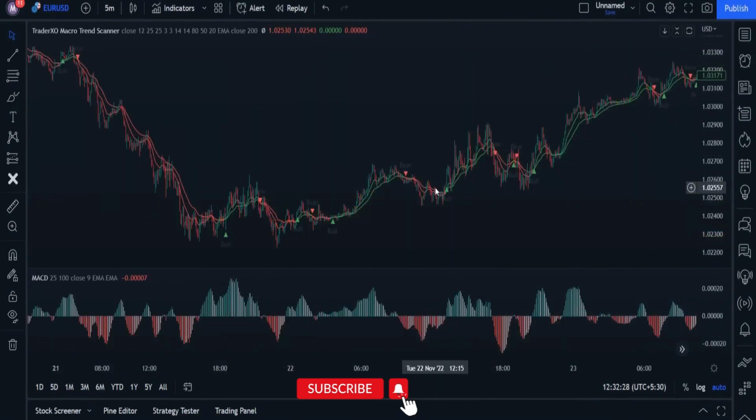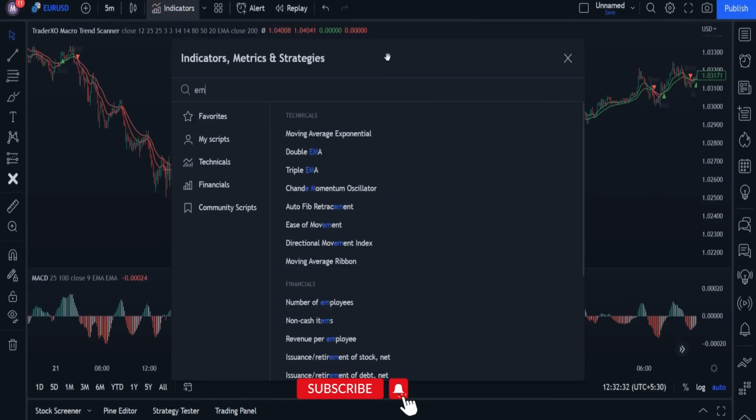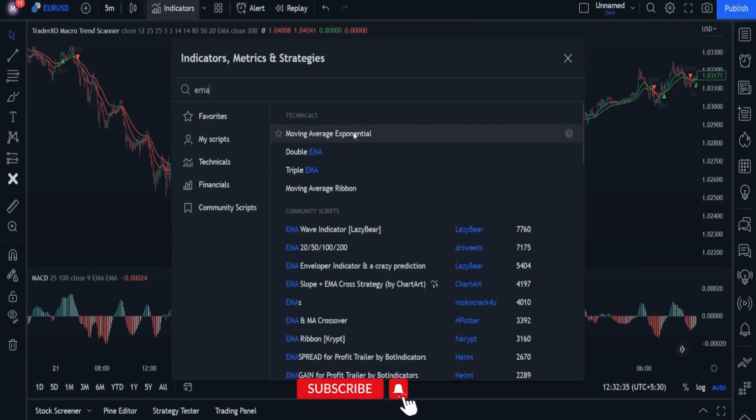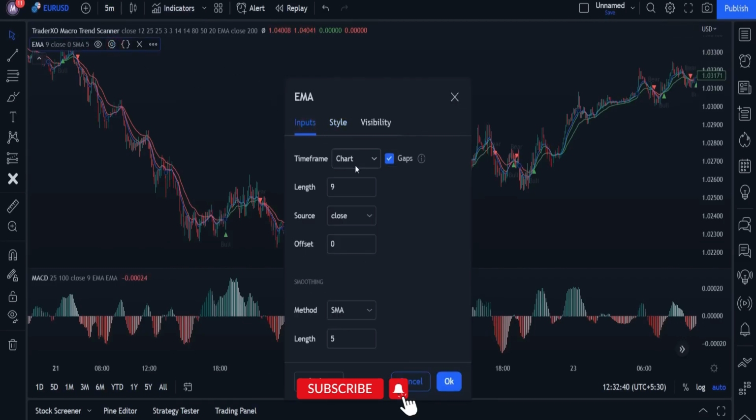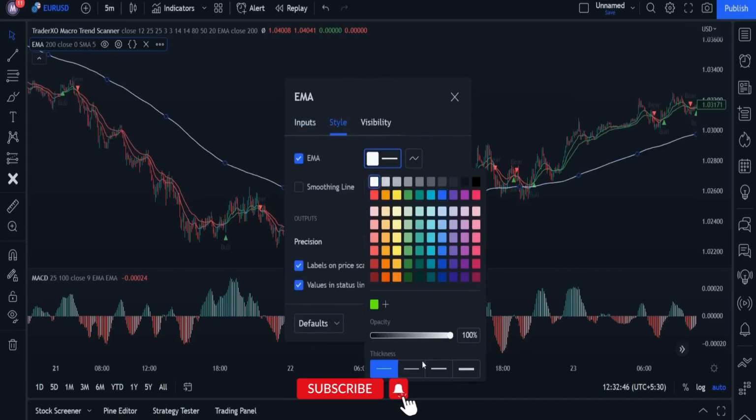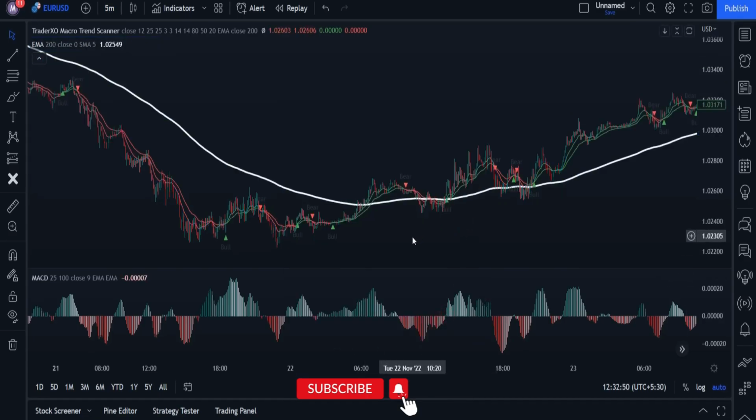So for this we will add another indicator. Go to the Indicators tab and search MA, and add the Moving Average Exponential indicator to my chart. In the settings, I will change the length from 9 to 200, and change the moving average line's color to white. This moving average line actually shows us the direction of the market's trend.